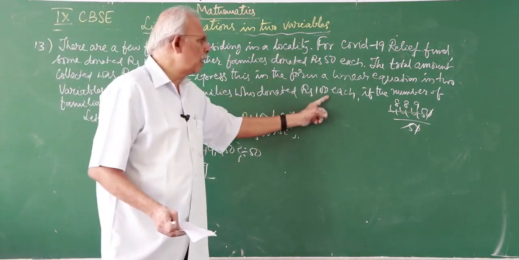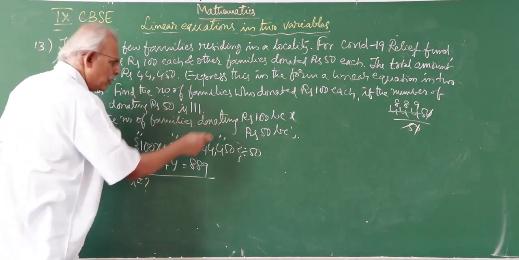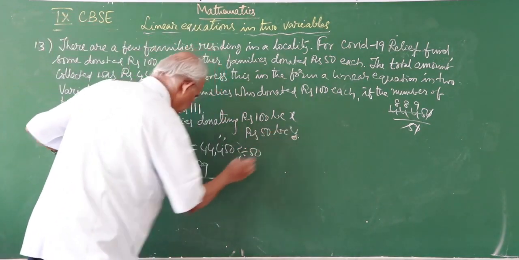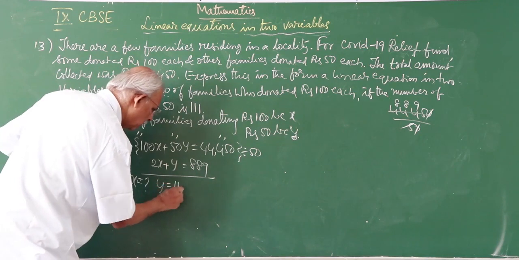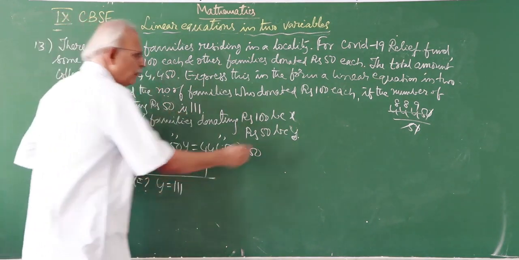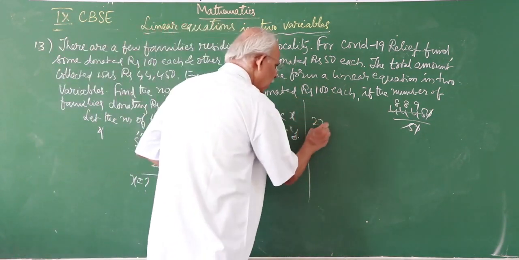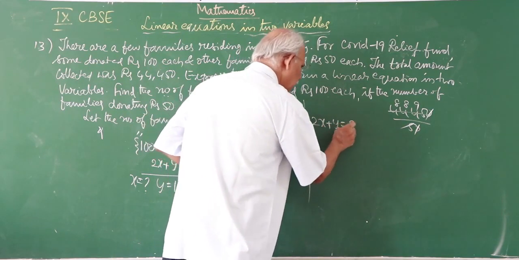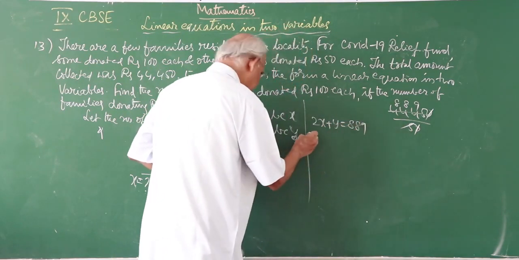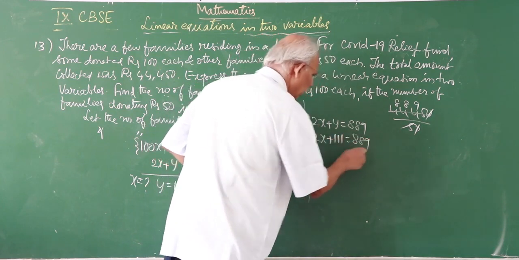If the number of families donating rupees 50, that is Y, equals how much? 111. Now find the value of X. Now in this, 2X plus Y equals 889, and 2X plus Y means 2X plus 111 equals 889.